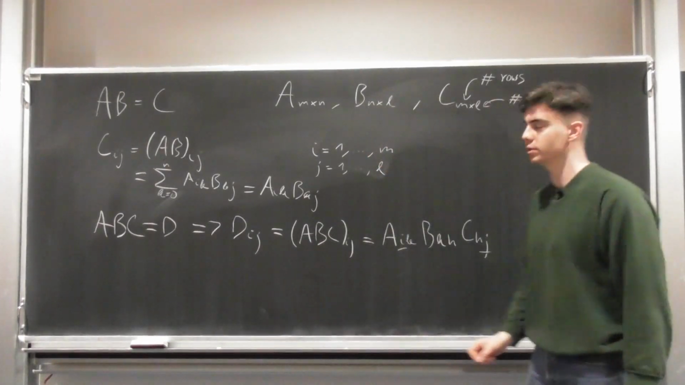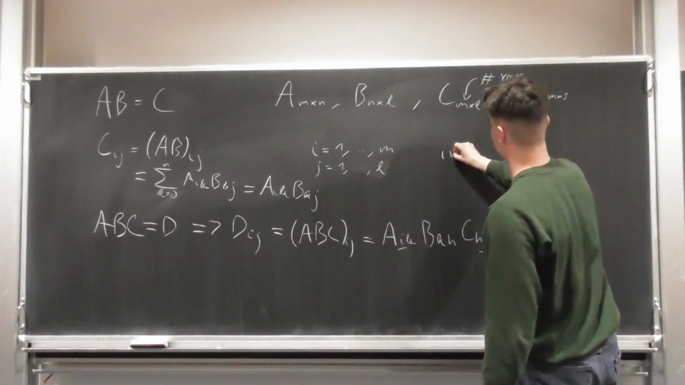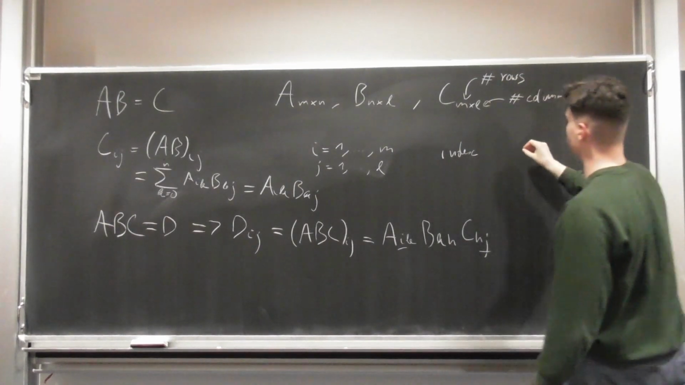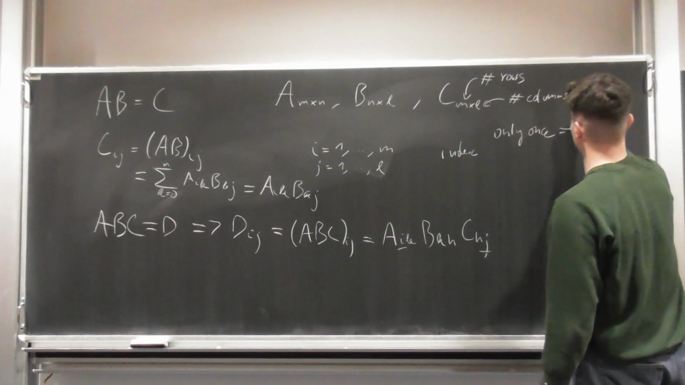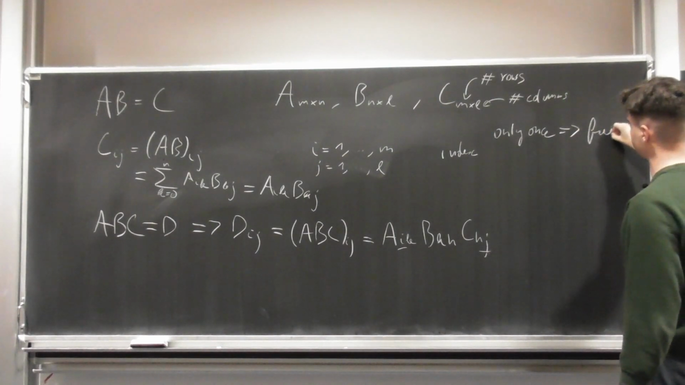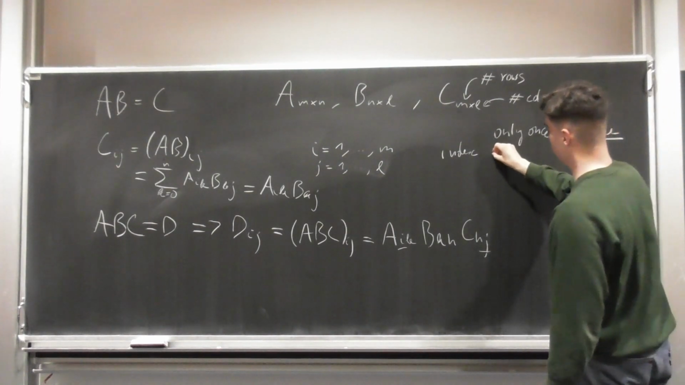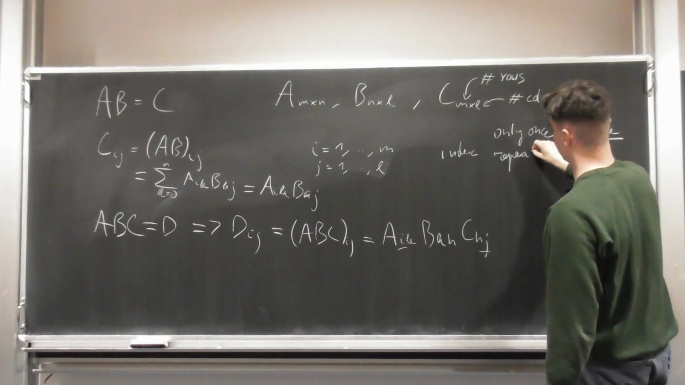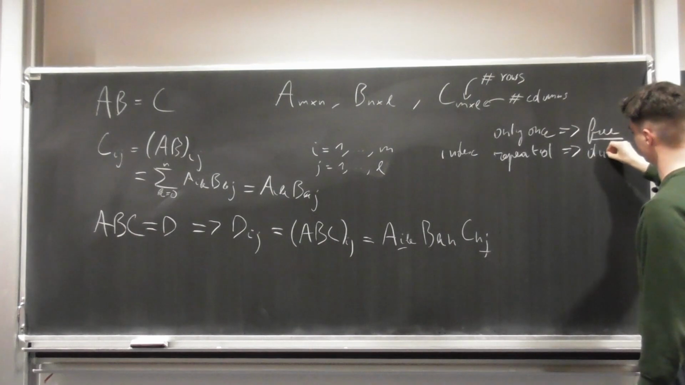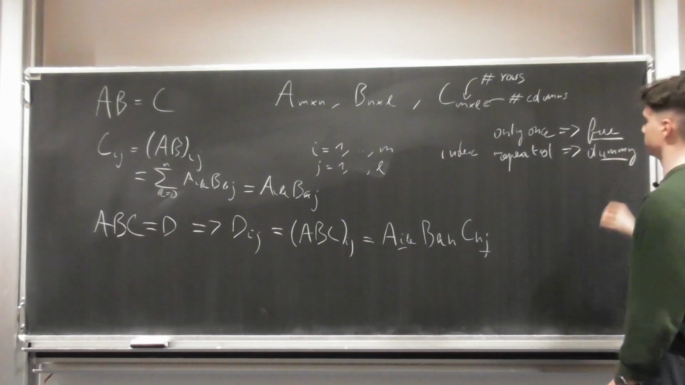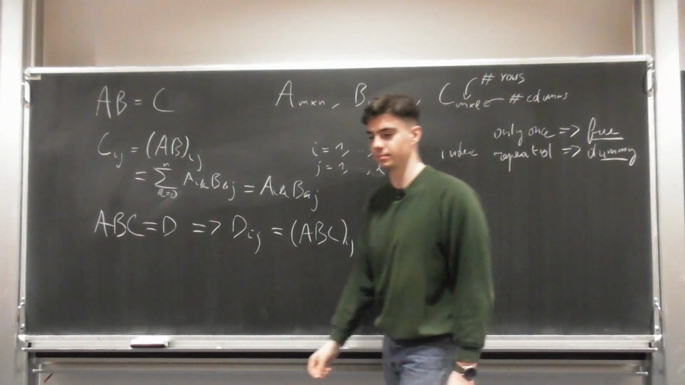This brings me to my next point. When we have an index which appears only once, we call it a free index. If it is repeated, we call it a dummy index. Which is a bit mean, but that's the convention.